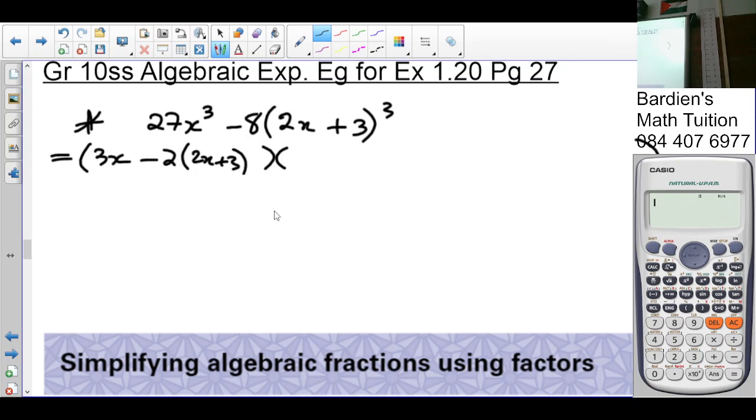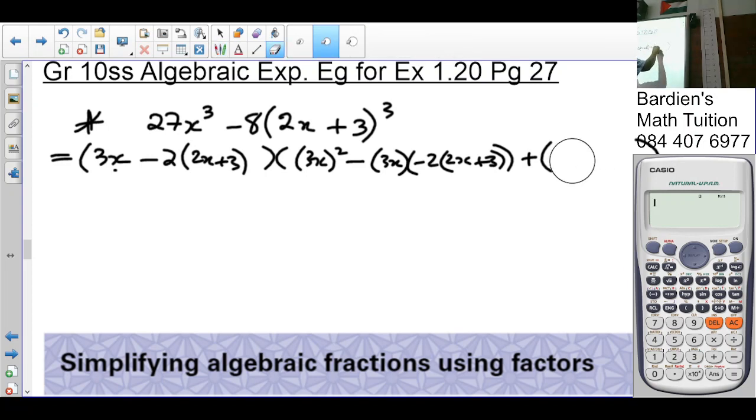Okay? So remember, what do I do with the first term? I squared it, so it's going to be 3x squared. Opposite operation, so it's going to be 3x times negative 2 into 2x plus 3. Okay? Plus the last term squared, which is negative 2 into 2x plus 3 squared. Alright. This will be another bracket now. I wrote it too closely.